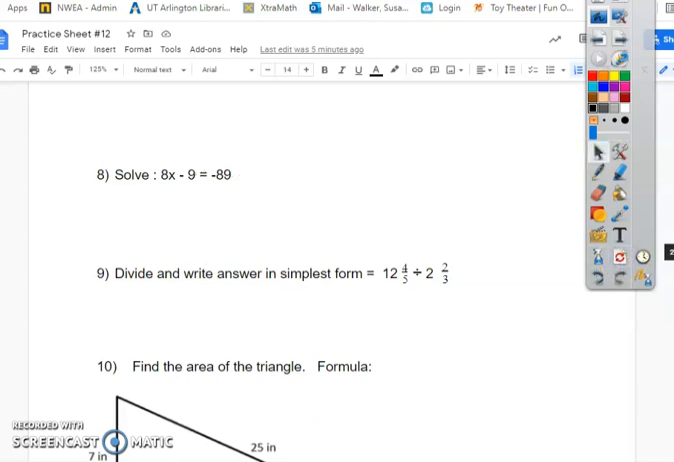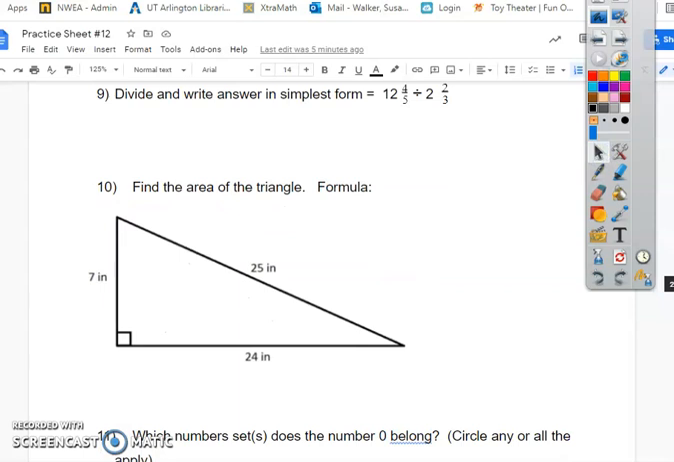Okay, guys, let's look at this one. Number 9, we're still messing this up, okay? So divide and write answers in simplest form. So Texas. Whenever we're multiplying and dividing, we do Texas. When we add and subtract, we get a common denominator, okay?